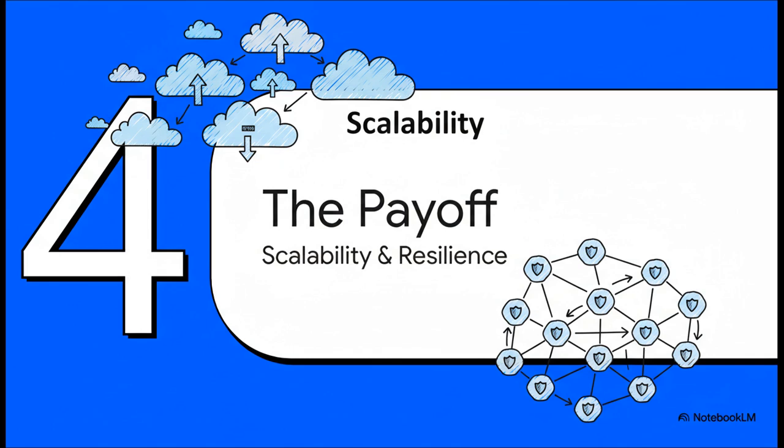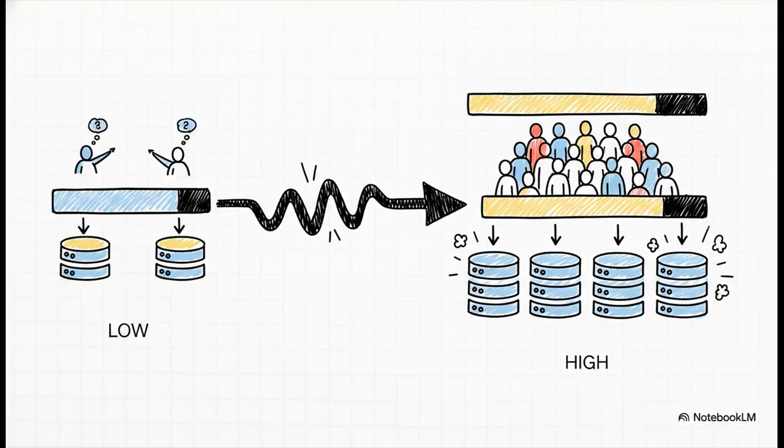Well, we get two massive benefits that directly solve our original problem: dynamic scalability and incredible resilience. Okay, first up, scalability. And this isn't just about having multiple servers. It's about having the ability to automatically add more servers when traffic is high and, just as important, get rid of them when traffic is low, so you only pay for the capacity you're actually using. That right there is elasticity in action.